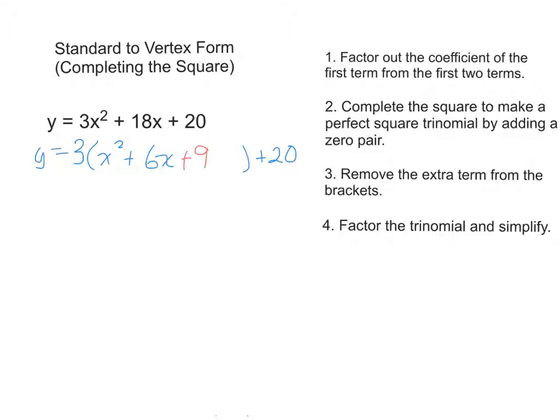Okay, so one more time. Take that second term, divide it by 2, and square it. Now we can test, is it a perfect square trinomial? Well, the square root of x squared is x. Square root of 9 is 3. 3x times 2 is 6.